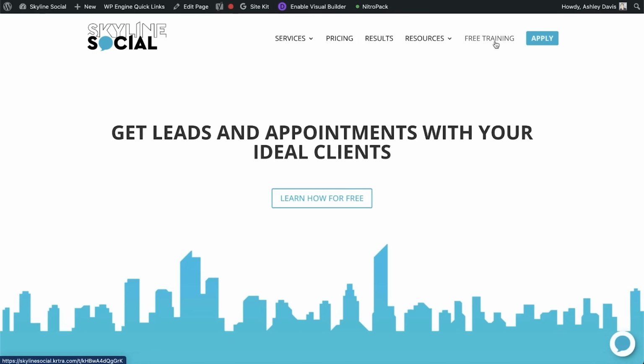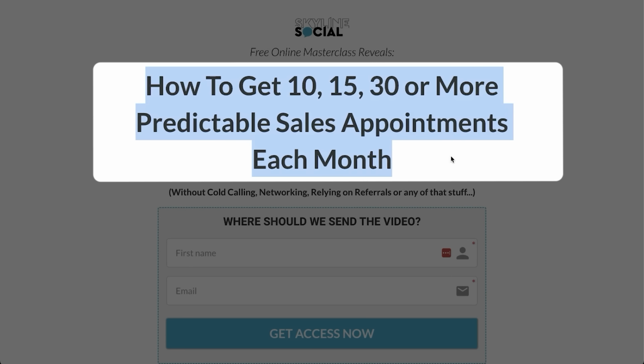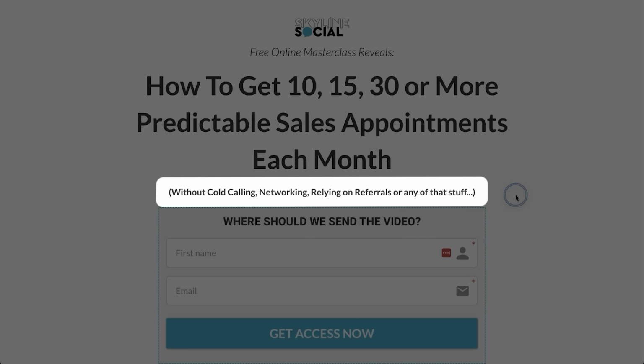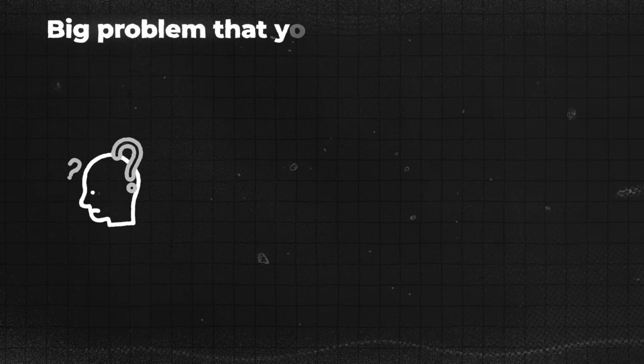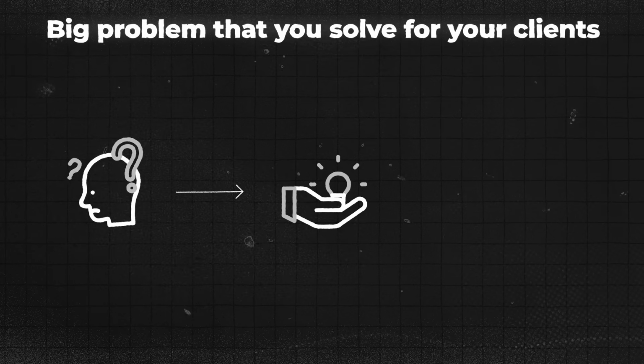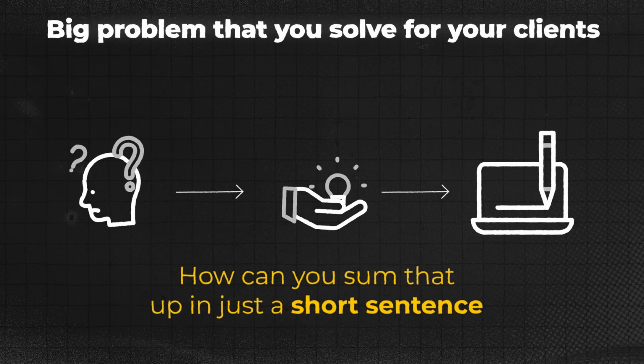So here's an example of my sales funnel on my website. As you can see here, you have the big title talking about what it is that you can do to help people. And then we've got a few things that you can avoid as well. These are things that people may have tried in the past that they haven't got really good results with, and they're looking for a better solution. So with your B2C business, you need to think about what is that specific outcome or that big problem that you solve for your clients, and how can you sum that up in just a short sentence or two.